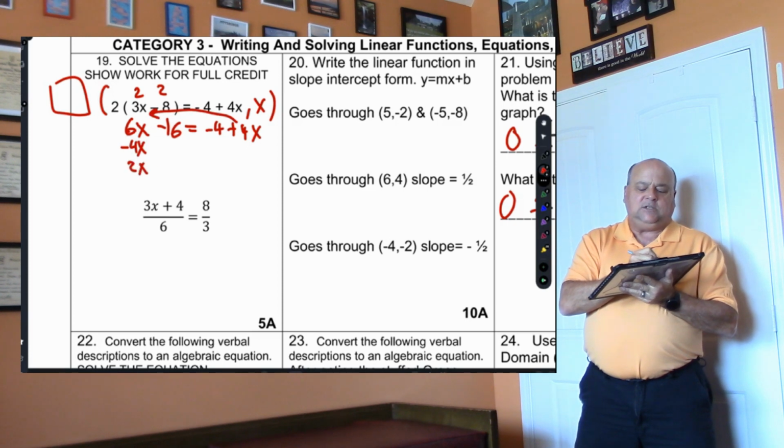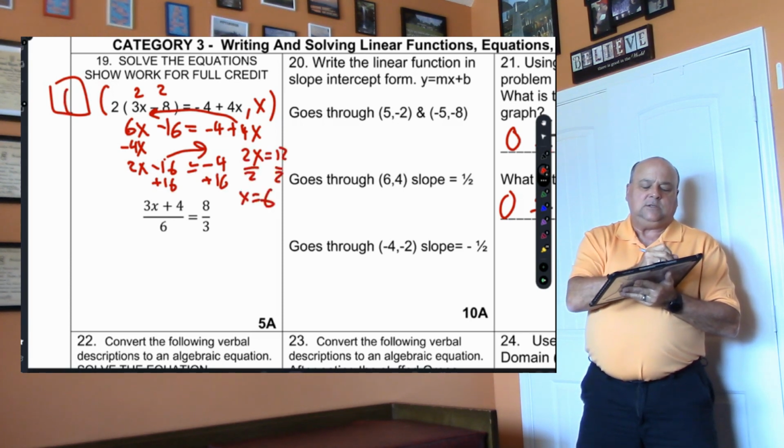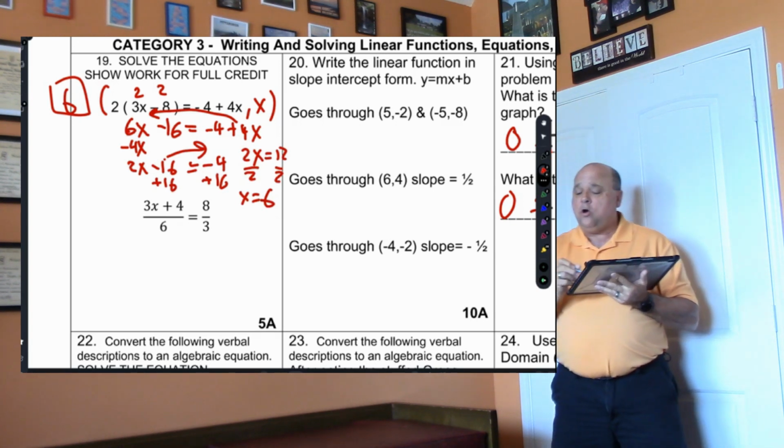6x minus 4x is 2x. And then I got 16 squares and 4 squares, don't I? I need to move these 16 squares over. So I'm going to end up with 2x equals 12. I'm going to divide by 2, and I'm going to get x equals 6.